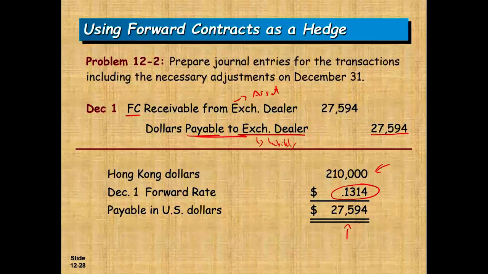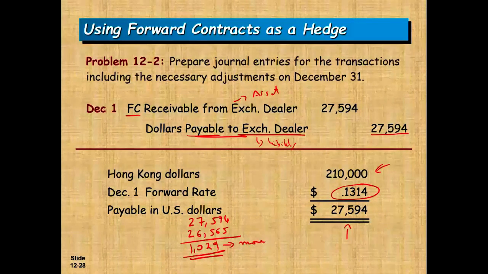Now, let me tell you this, and I want you to write this number down. Remember, you are committed for 27,594, but today your payable is worth 26,565. If you find the difference between those two, you are willing to pay $1,029 more than what you would pay today. Why are you paying this extra? Because you want peace of mind. You want to wake up April 1st and not find out that the Hong Kong dollar went to 0.2 or 0.4, where you have to pay a lot. You're saying, you know what? I'm just going to lock in. So remember this number, 1,029, and you're going to see it later. You protected yourself by entering into this contract.